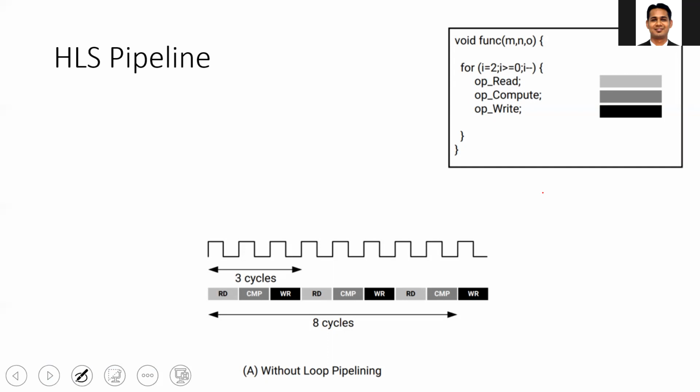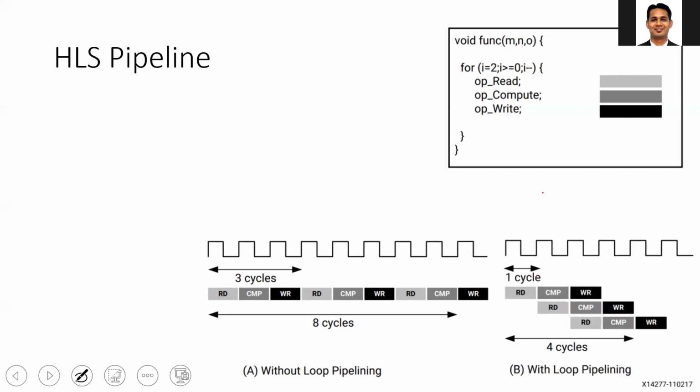Now, by using loop pipelining, what you want to do is start the next iteration of the loop as early as possible. Here I am starting the next iteration of the loop after 3 clock cycles. So here you can see that my initiation interval of the loop is 3 cycles, and it takes a total of 8 clock cycles before the last output write is performed.